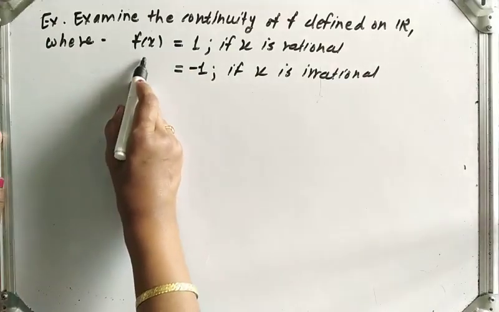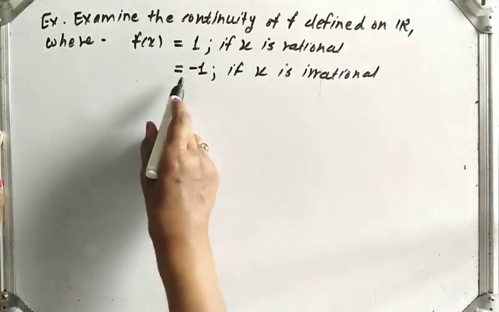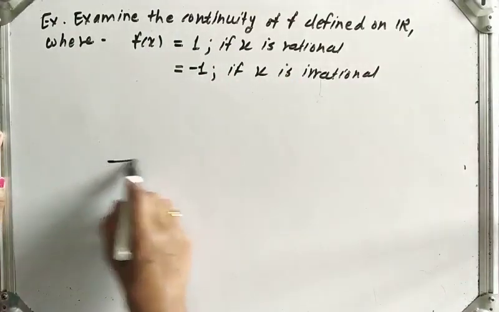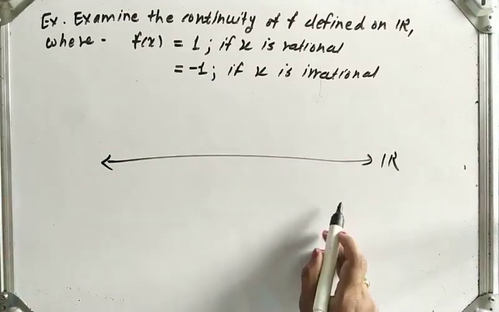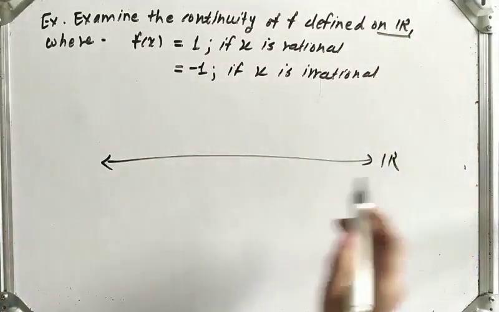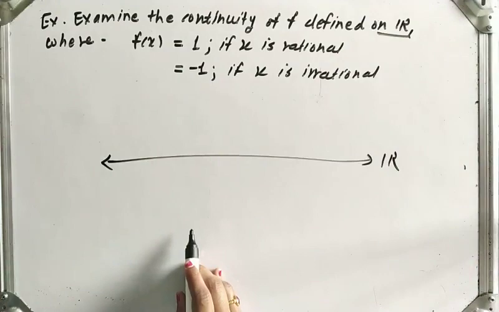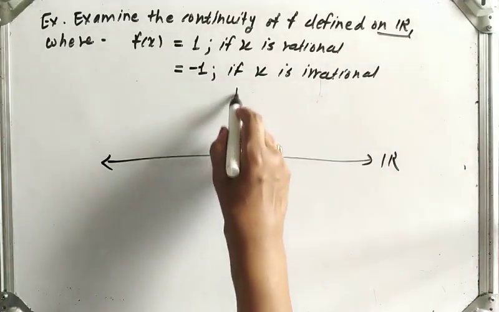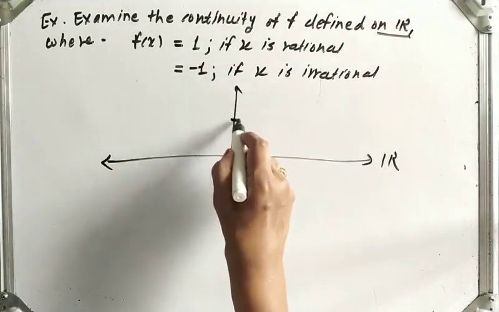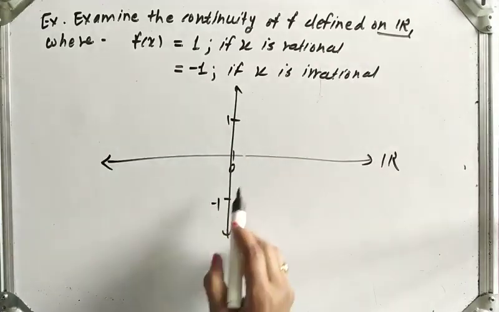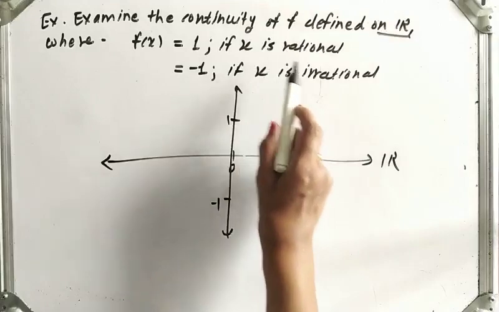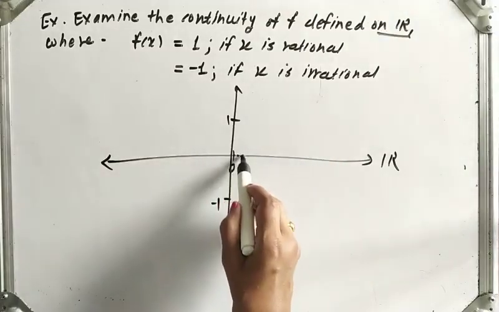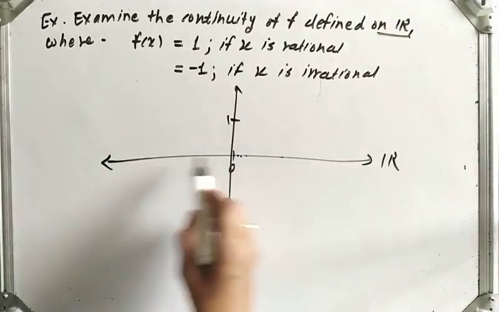What is given? Function, its value is 1 if x is rational, it is minus 1 if x is irrational. This is the real line. Function is defined on R, its domain is R. Suppose this is 0, this is 1, minus 1. Now, as we know, the real line is a union of rational and irrational numbers. There are infinite rational and irrational numbers on this real line.